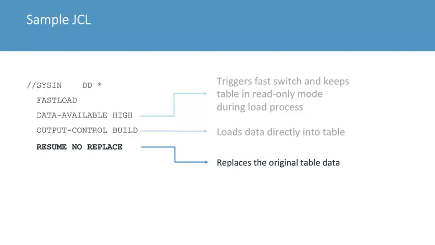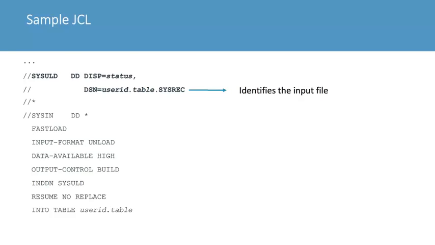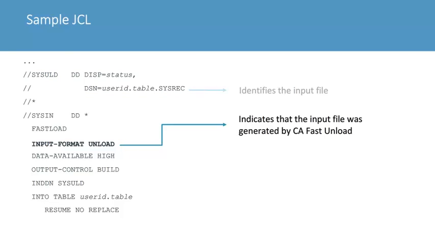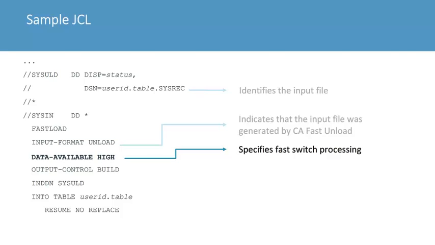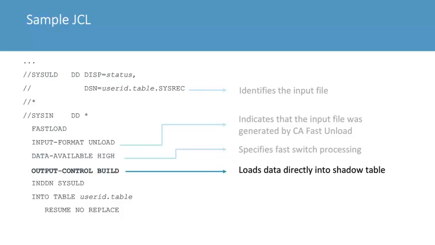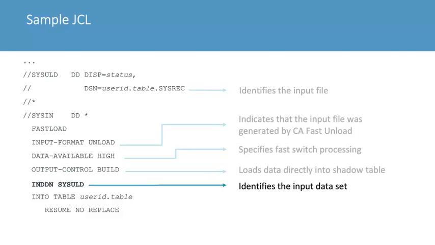Let's put together a sample job. For our purposes, let's assume that a CA Fast Unload job has been used to create the input file for our table updates. The SYSULD DD statement identifies the dataset that contains the input file. INPUT FORMAT UNLOAD specifies that we're loading data from a CA Fast Unload file. You could also use another input format, such as a sequential file or a comma delimited file. DATA AVAILABLE HIGH specifies to use fast switch processing. OUTPUT CONTROL BUILD loads the data directly into the shadow copy of the table.